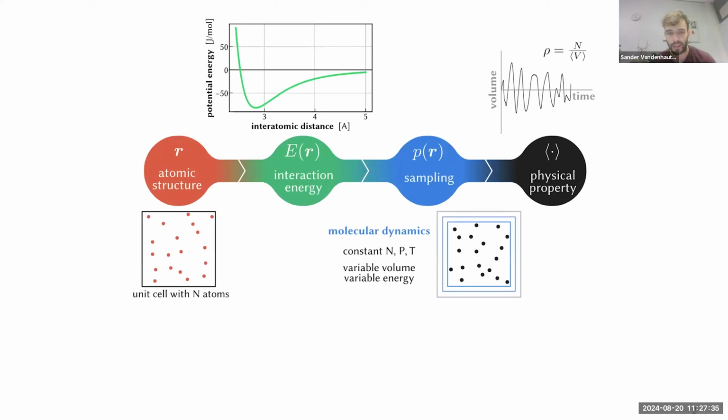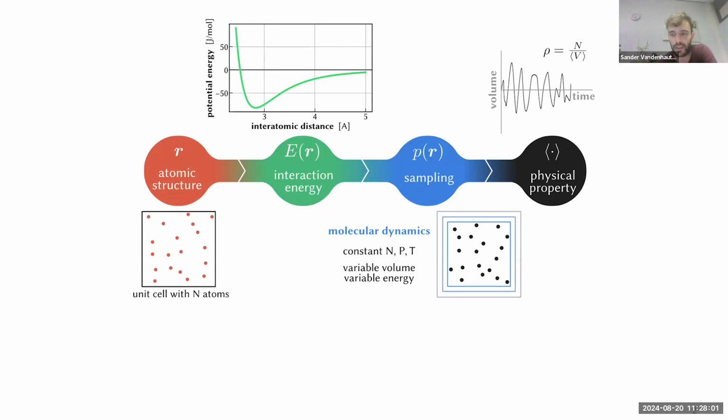So molecular simulation, it's typically a combination of two big tasks. Out of the four steps that you see here, you start from some atomic structure, and then there is a kind of interaction potential that describes the physical interactions between the atoms. That potential can be used to sample some probability distribution, and finally, that gives you physical properties. And that's basically how most molecular simulation workflows look like.